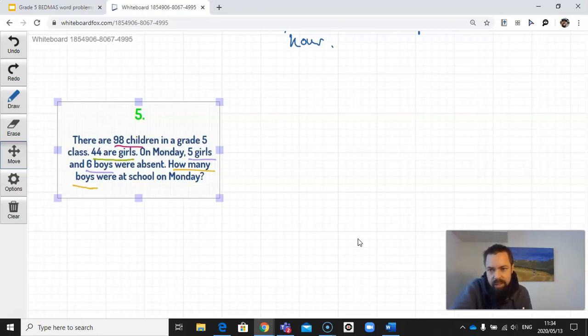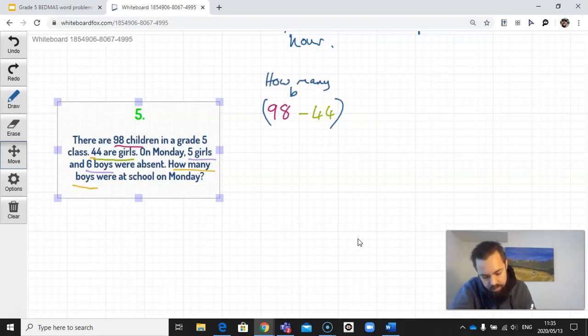So let's first of all work out how many boys there are in the grade. We've been given how many girls there are. So to work out how many boys there are, we just minus the girls. So we've got 98 children. We're going to minus the girls. And this will tell us how many boys we have. And then on Monday, we have 6 boys absent. So we're going to need to get rid of those 6 to find out how many boys there were there on Monday.